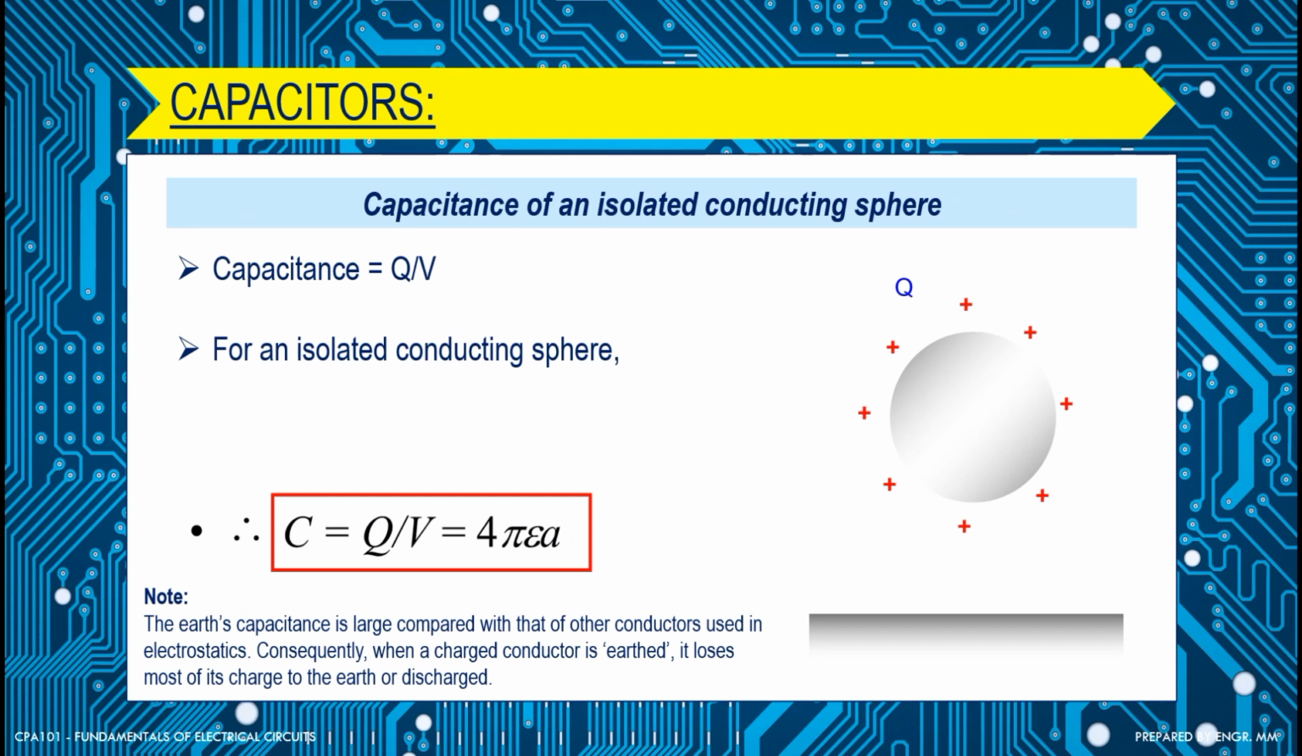Now, if you consider an isolated conducting sphere, we'll have these formulas. C = Q/V, which is also equal to 4πεa, where ε is the permittivity and a is the radius of the conducting sphere. Note that the Earth's capacitance is large compared with that of other conductors used in electrostatics. Consequently, when a charged conductor is grounded, it loses most of its charge to the Earth, or discharges. And so we have V = (1/4πε)(Q/a).